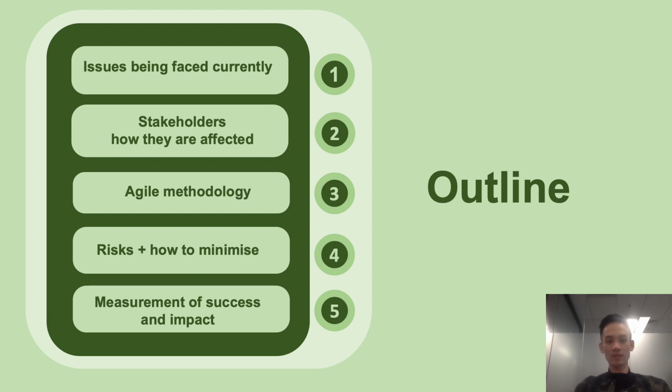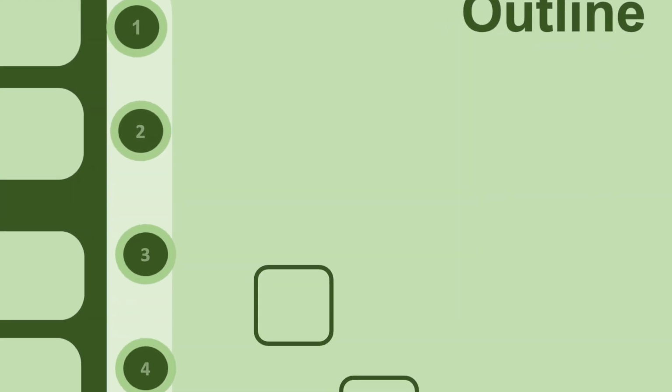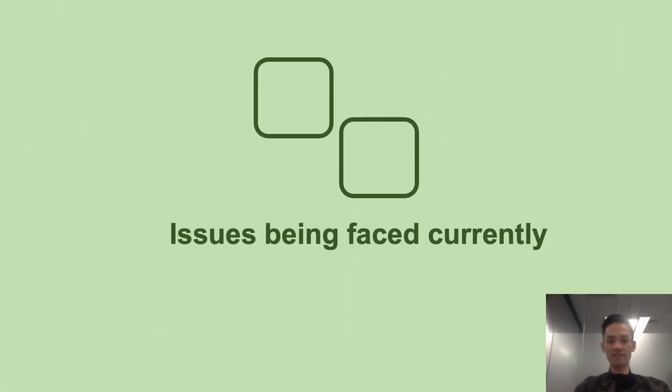We divided our project into 5 parts. The first one we will talk about is issues being faced currently. Then we will discuss stakeholders and how they affect it. Then we give some information about agile methodologies. After that, we will focus on some risks and how to minimize them. And finally, we will talk about measurements of success and impact. So let's start with issues being faced currently.